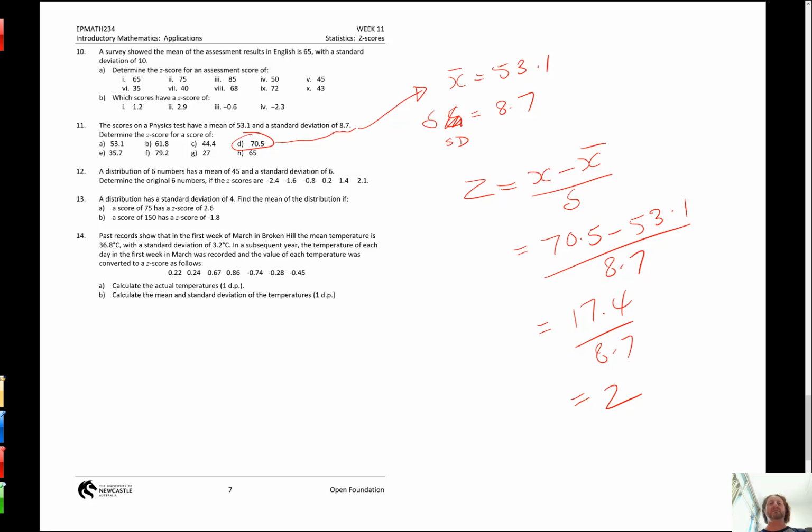Honestly, that's z-scores. It seems it's not enough content for a week. I do think weeks 11 and 12 should be put together, but they haven't been yet. So enjoy. And if z-scores comes to make sense, week 12 is just going to add a bit to that, and it'll make even more sense, I reckon.